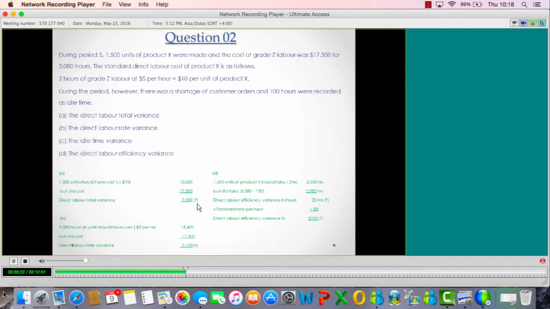Idle time, is it adverse or favorable? It's adverse. Now tell me, how many hours of idle time are there? 100. So the idle time variance would be the idle time into what rate? The standard hourly rate, 5. So 100 into 5 is 500. You should get the idle time variance as an adverse 500.